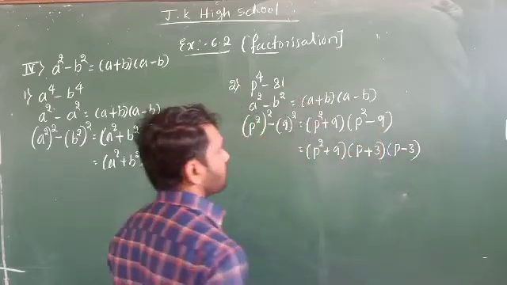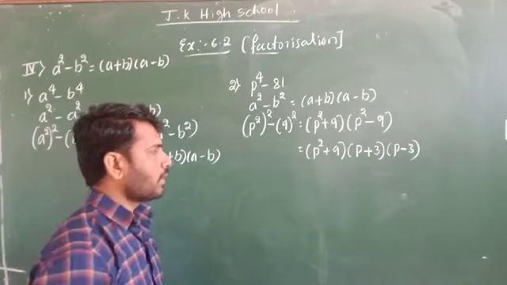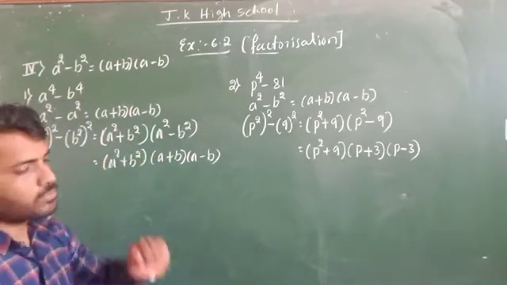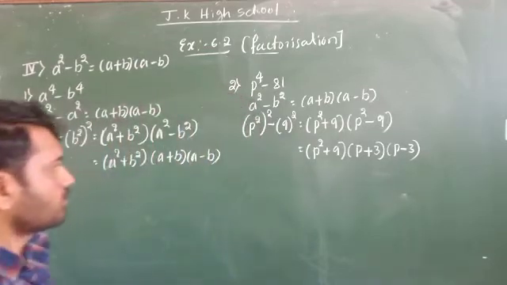a square minus b square. 3 threes are 9. That's why p plus 3 and p minus 3. So this is your second answer. Okay, question number 3 is there.